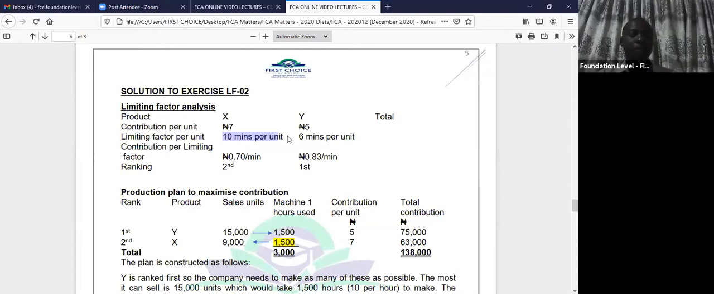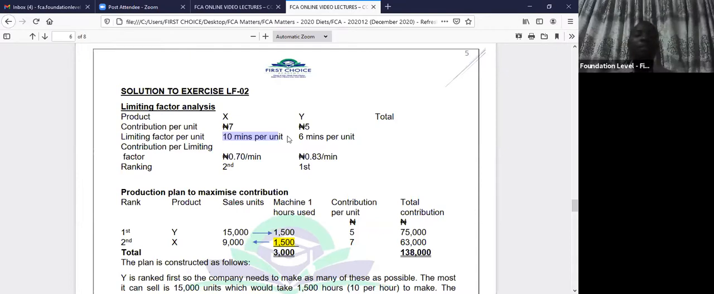So which one will you rank first? The one that gives you the higher amount of contribution per limiting factor, and so you rank that as first. So product Y will be ranked first, product X will be ranked second. It means that when you are producing your production plan, you will need to satisfy everything in product Y first, before you go to product X. Product Y is ranked number 1, X is ranked number 2.